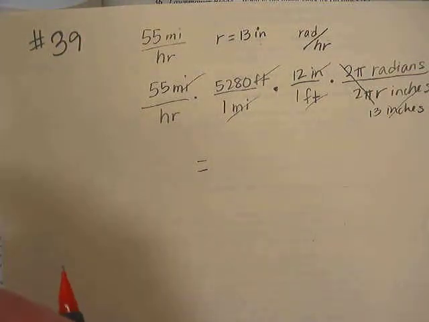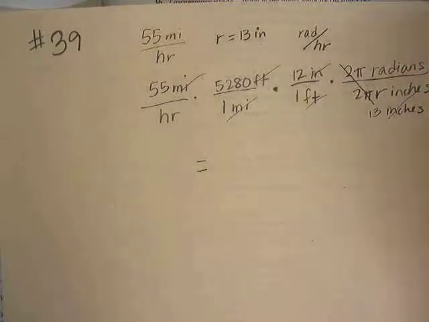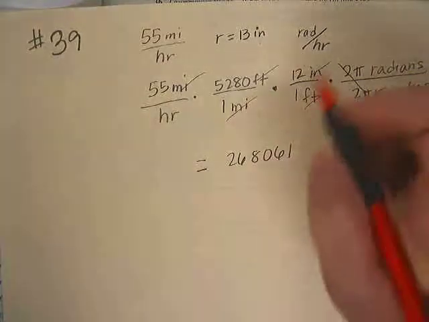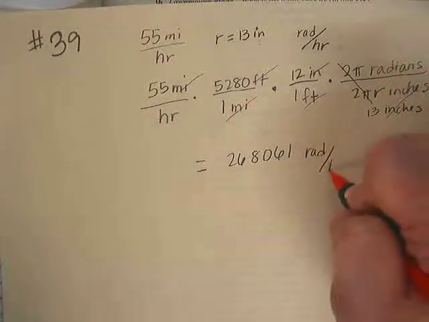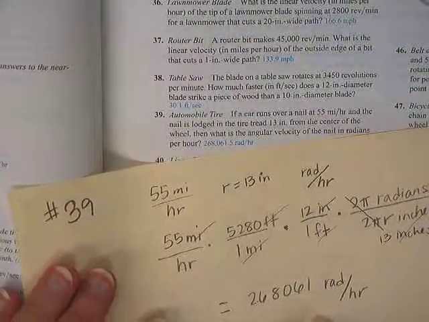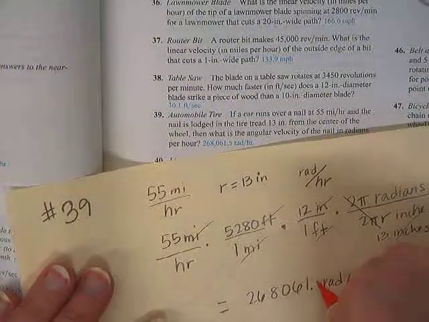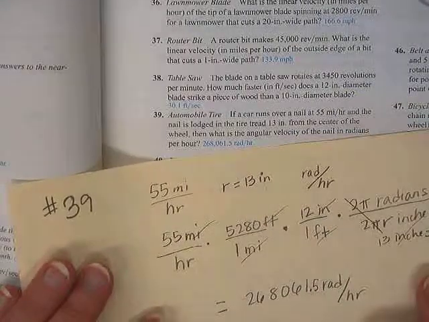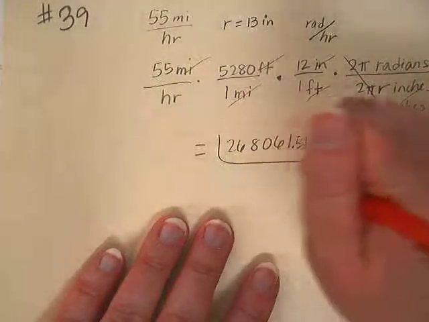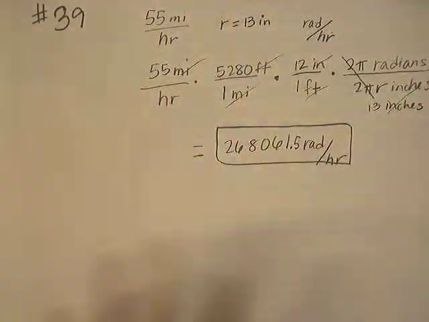So let's try that. 55 times 5280 times 12 divided by 13, which is 268061 radians per hour. And the answer gives their answer to the nearest tenth. I just didn't put that part down. My answer does match their answer, so whatever I did turned out good.